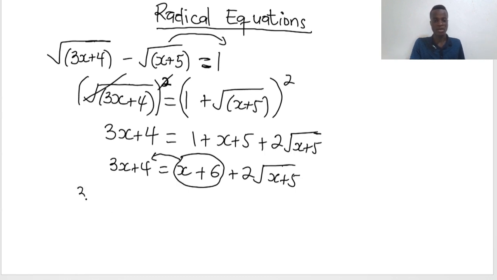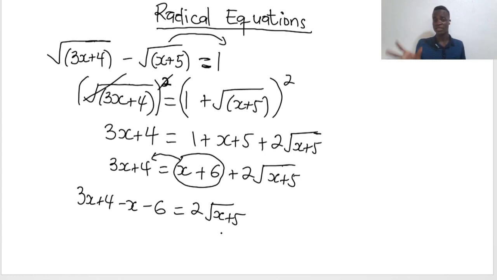So if you do that, you are going to have 3s plus 4, which is already here. The s that is coming minus 6 will be equal to 2 square root of x plus 5. What's the reason why we did that? Because we want to have the square root on one side of the equation. Now, 3s minus s will give us 2s, and then positive 4 minus 6 will give us negative 2, which is equal to 2 square root of x plus 5.